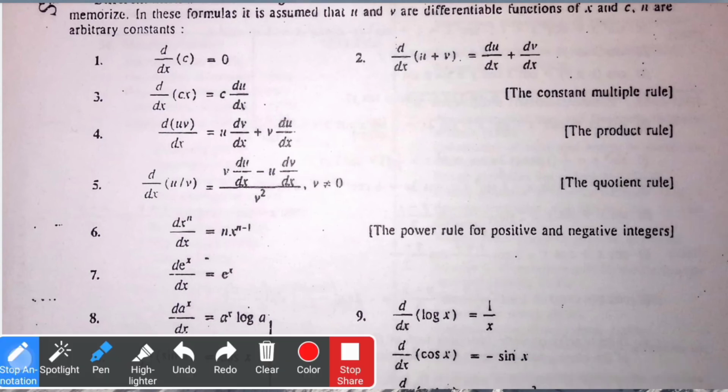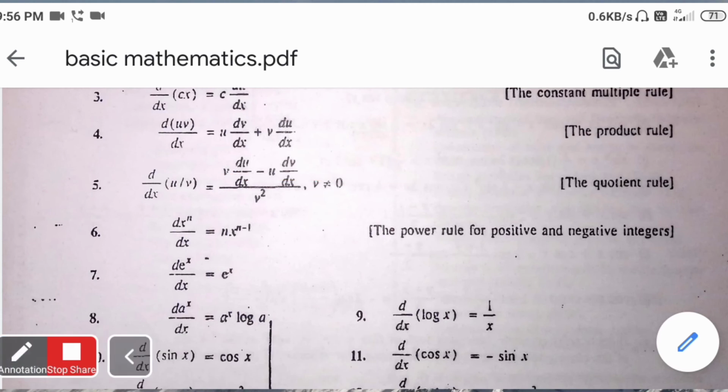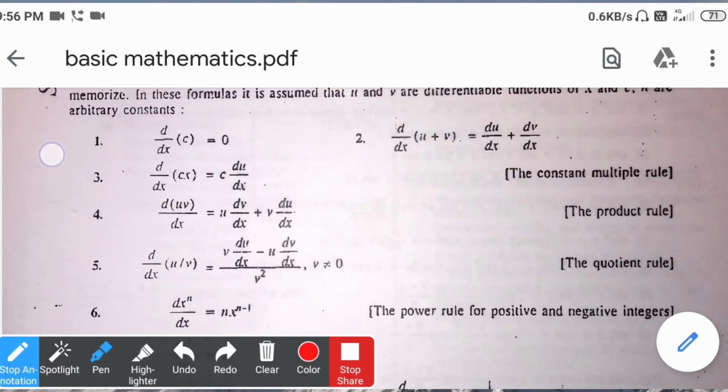So here we are seeing the various formulas. The first formula is the derivative of a constant. We all know that the derivative of a constant is 0. So if we differentiate a constant with respect to any variable, you will get 0.